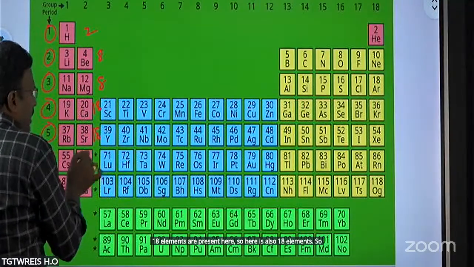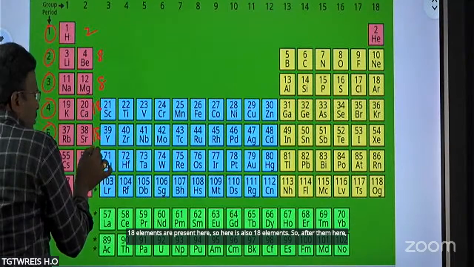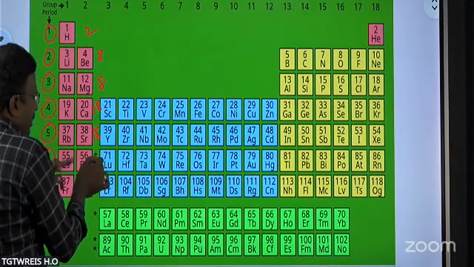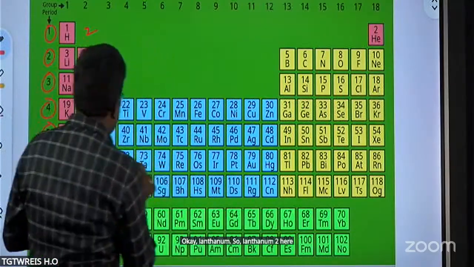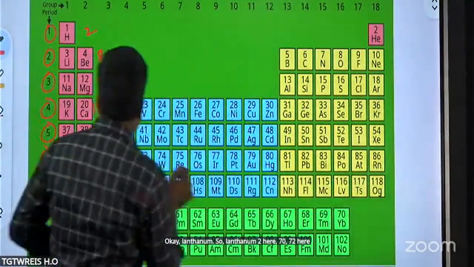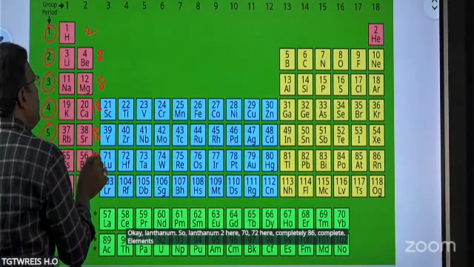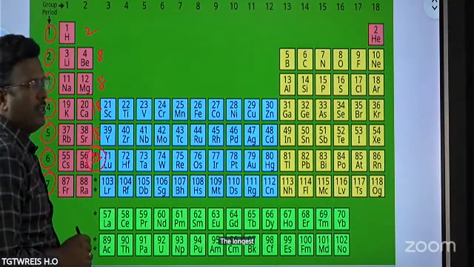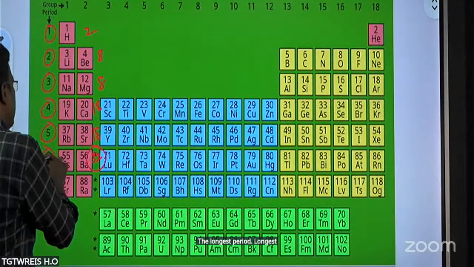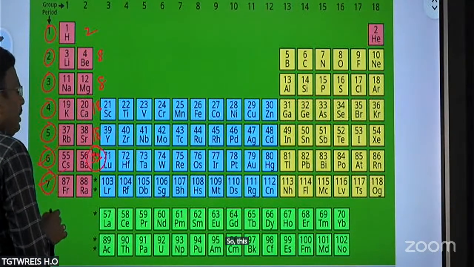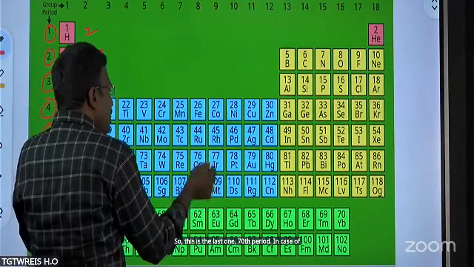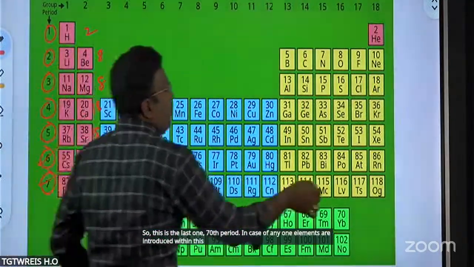After that, here is barium, and the next element is lanthanum. So from lanthanum to here, 70 to here, completely 86 elements are here, 32 elements. The longest period in the periodic table is the sixth period. And the last one is the 7th period, where elements have been introduced up to 118 elements.